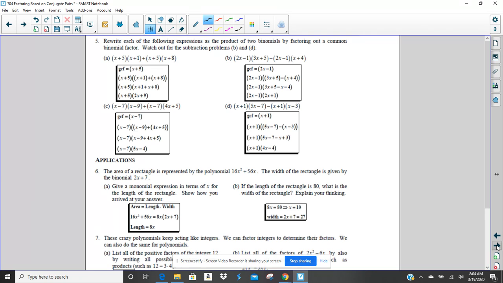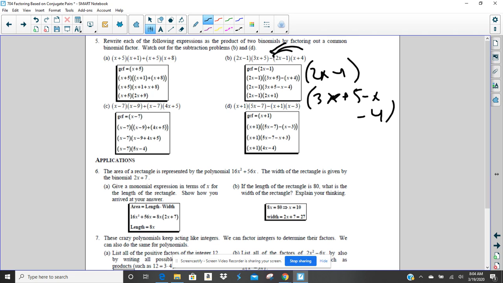But if you notice on B, the issue with B, which makes it more challenging, is that we have this minus right here, the negative, and then the rest of it. So our GCF is still going to be 2x minus 1. But then I have to talk about what's left over. I'm left over with 3x plus 5, but I'm also left over with this distributed negative. So then I'm left with negative x minus 4.